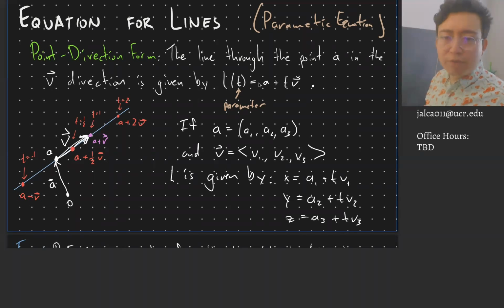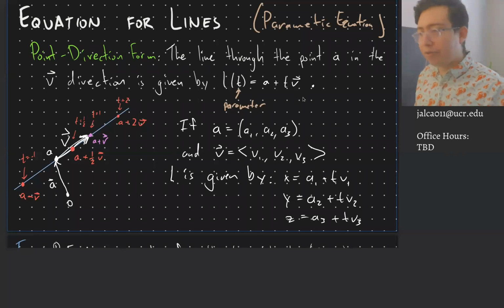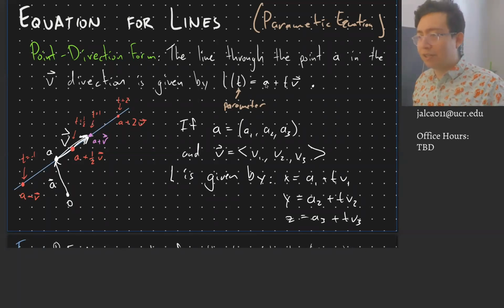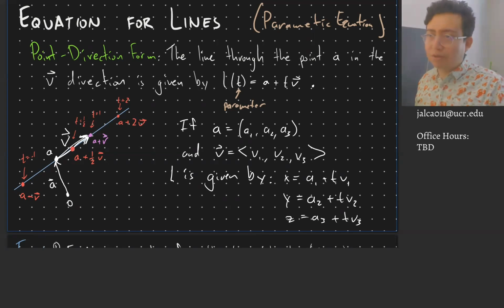But when you're actually working with a concrete problem, the point isn't just going to be a letter. It's going to be an ordered triple or an ordered pair. And the vector is also not going to just be a letter. It's going to be an ordered triple or an ordered pair. And so you're going to have all of this information. You do scalar multiplication, and you do vector addition, and you basically get the same thing.